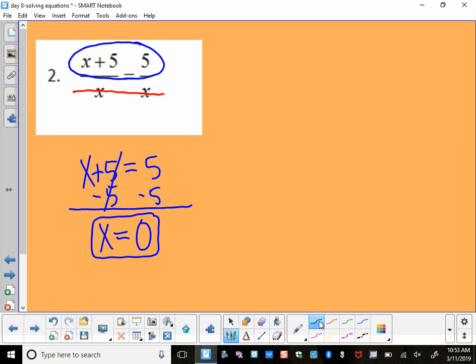We're almost done. I have to check my answer. My LCD was x, right? But what do we get from my answer? 0. So 0, 0, right? This will be extraneous. So all you have to write is EXT. That means that we did all the work right, but my answer just does not work.